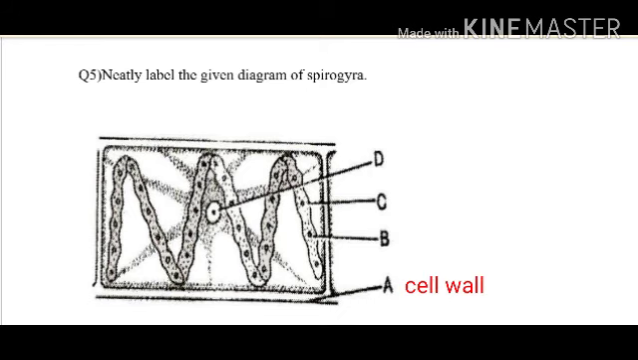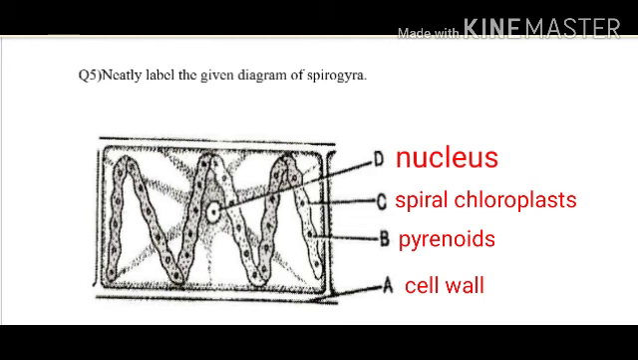Then B is the small dots. They are called pyrenoids. And the C is the spiral chloroplast. See that C is not touching the dot. So it is spiral chloroplast. And the D, the circle, that is nucleus.